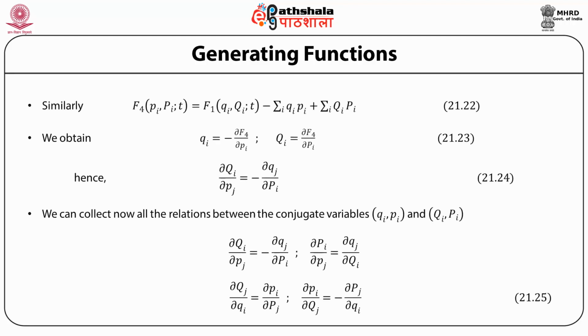So we can now collect all these relations between conjugate variables in the equation 21.25, and these are all the relations which we have, which is the partial derivative of the new coordinate with respect to the old momenta is equal to minus the partial derivative of the old coordinates with respect to the new momenta, so on and so forth.